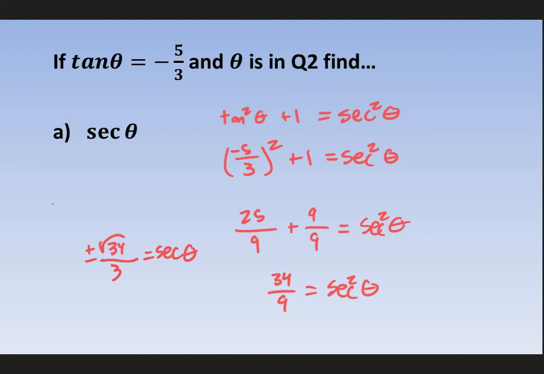All right, well, so now this quadrant 2 piece comes in handy. So quadrant 2 is this quadrant up here. If you remember, it was all students take calculus. So sine and cosecant are positive in quadrant 2. Everything else is negative. And since we're finding secant, we're going to keep it negative. So we'll say the secant of theta equals negative root 34 over 3.